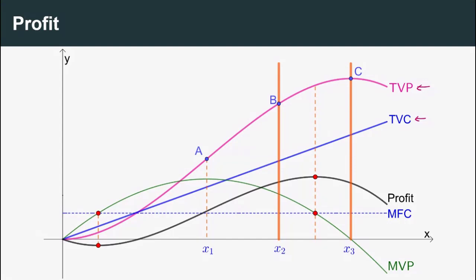I should also mention that there's one particular case in the long run. Remember that all of the fixed costs are equal to 0 because in the long run, all inputs are variable. And then in that case, TVC is equal to TFC. The black curve here, this profit curve here, is going to be your long run profit.